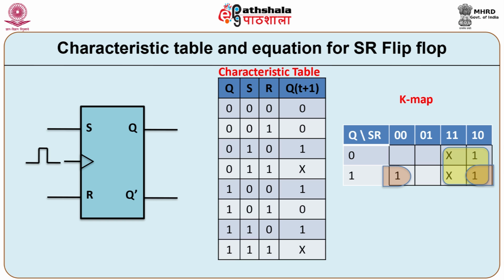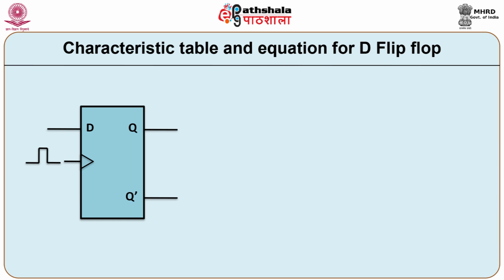Let us group the cells as marked in yellow for visual simplification. The first and last rows help us form a quad. The quad eliminates 2 variables and provides the term S. The pair eliminates S and provides the term R bar Q. Thus, the characteristics equation for the SR flip flop is given as Q(t+1) is equal to S plus R bar Q.